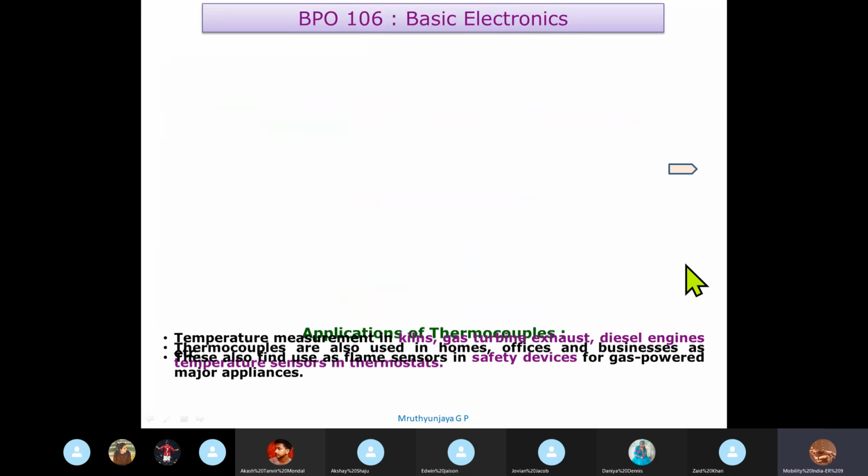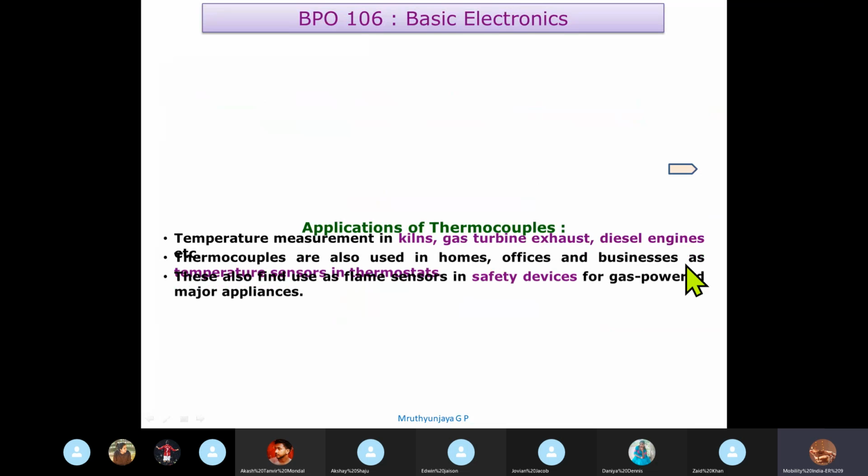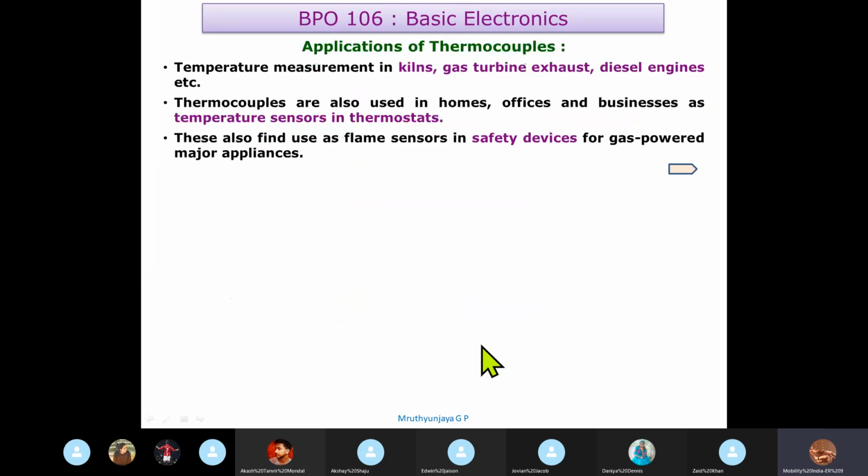Typical applications I have put in this slide. Temperature measurement in kilns, brick burning places, gas turbine exhaust, that's what I was trying to tell you. Diesel engines, so temperature measurement is possible in engines. It can be used even in automobiles. They are also used as temperature sensors in thermostats, air conditioners, any other heating appliance, in the refrigerator also. I don't say they are the main items. This is one type of device that could be used in these areas.